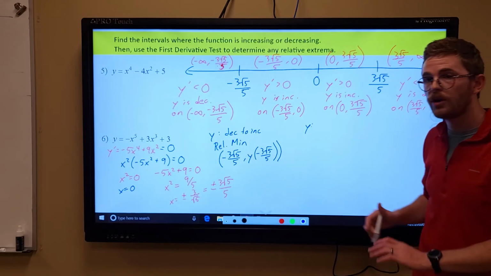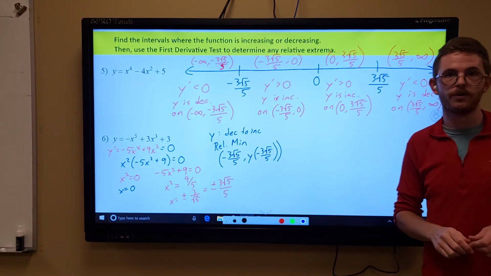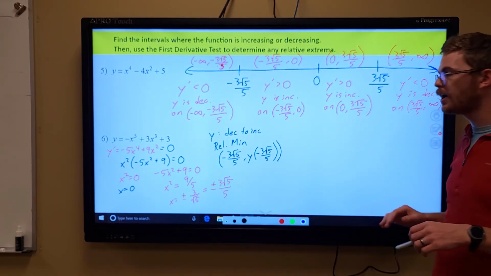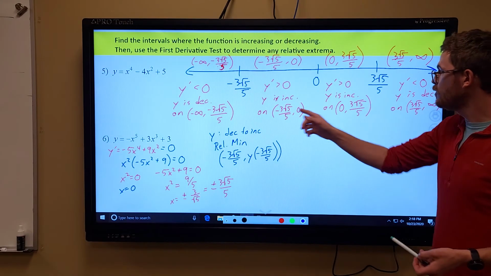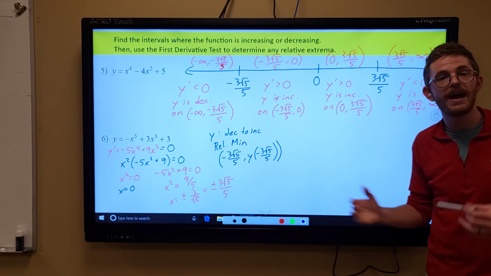Right here at 0, be careful. It did not change direction at 0. It went from increasing to increasing. There is no relative extrema right here. There is none. It has to change direction.